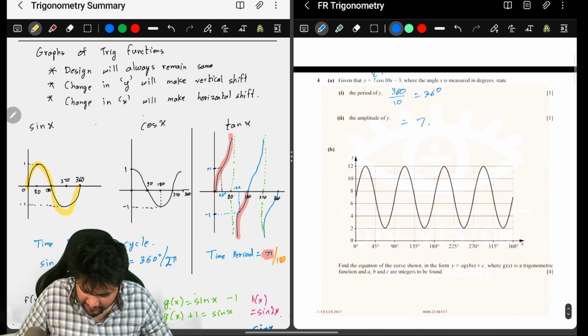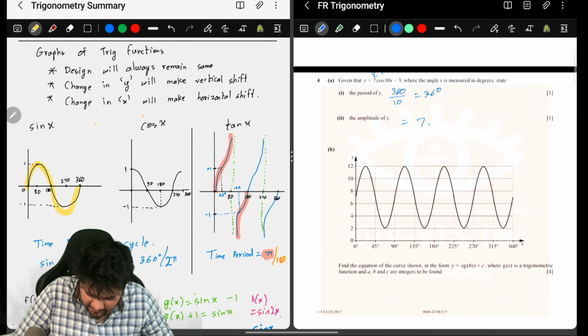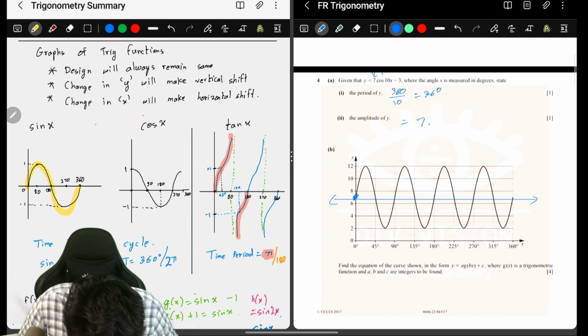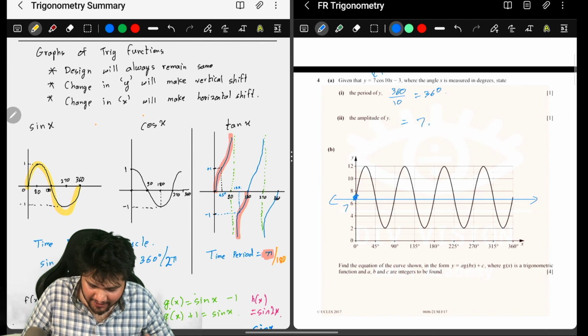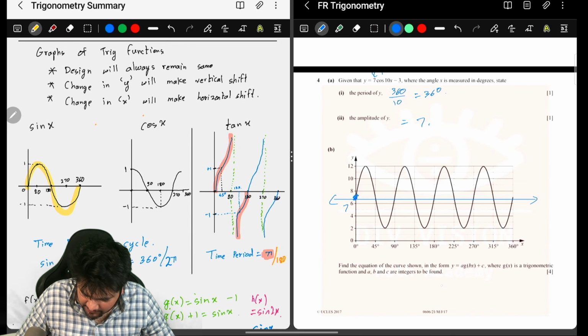Part B is to find the equation of the curve shown, in the form of a sin bx plus c, whatever these things. As you can see, it's a sine graph, obviously, starting from here somewhere. It could be a cos graph as well, but there is no phase shift, so it will be a sine graph. Now this is 7, so it is starting from 7 instead of starting from 0. So obviously it's going to be y minus 7, like 7 steps up.